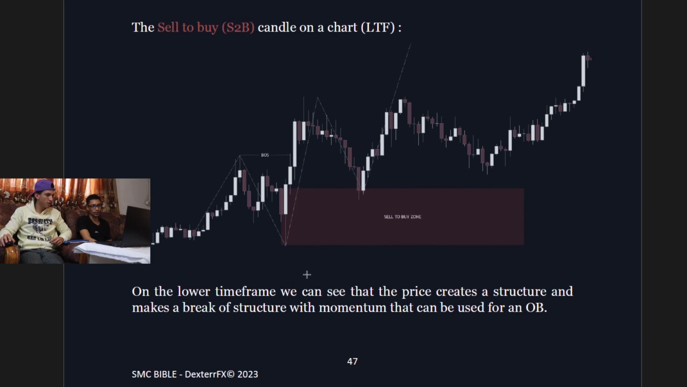On the lower time frame, we can see that price creates a structure and makes a breakout structure with momentum that can be used as an order block. So this is on the lower time frame. Here's our breakout structure, and there we go, our order block.